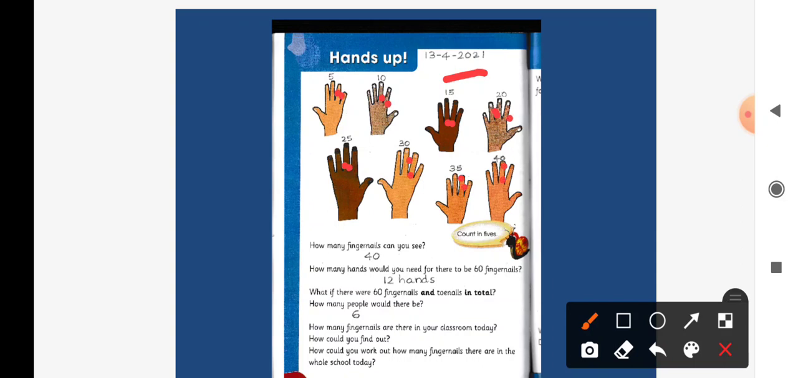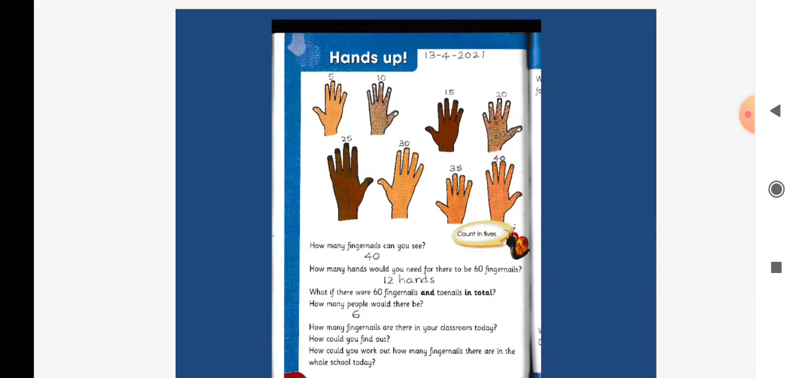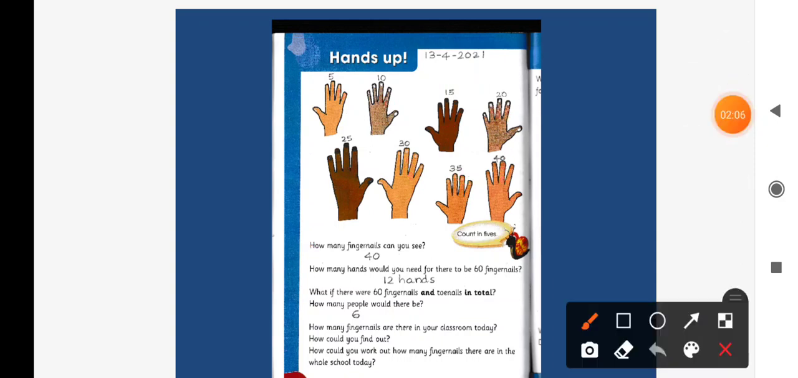Now how many fingernails can you see? 40. Now, how many hands would you need for there to be 60 fingernails? How many hands you need? 12 hands. In the same way, we have to count like this. 5, 10, 15, 20 to reach 60. To reach 60, we need 12 hands. So, write 12 hands here.